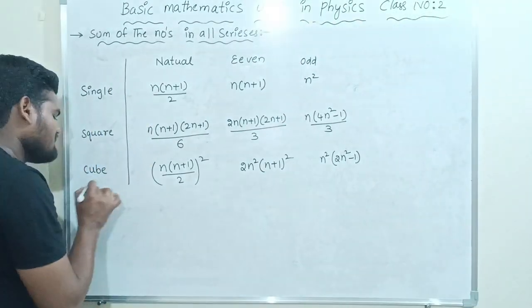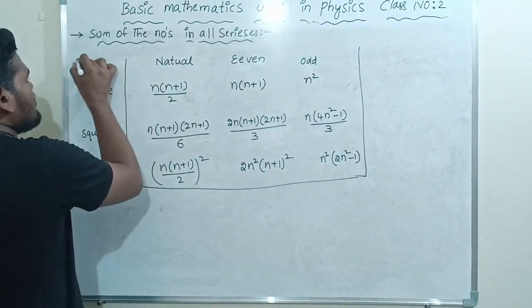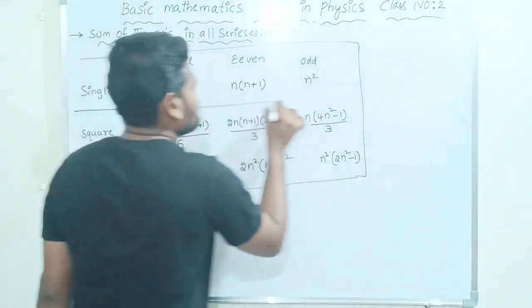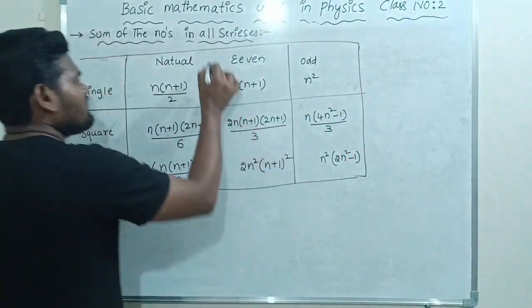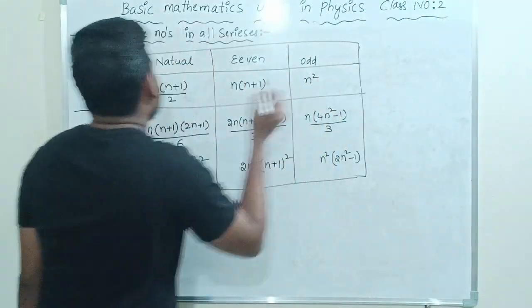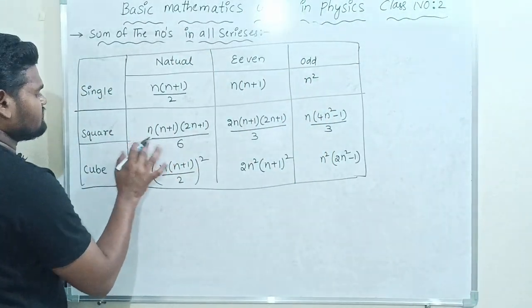So just remember this table and you can write all the series formulas of natural numbers, odd numbers and even numbers, whatever the power they are having. Either it is single numbers or cube numbers or whatever it is.